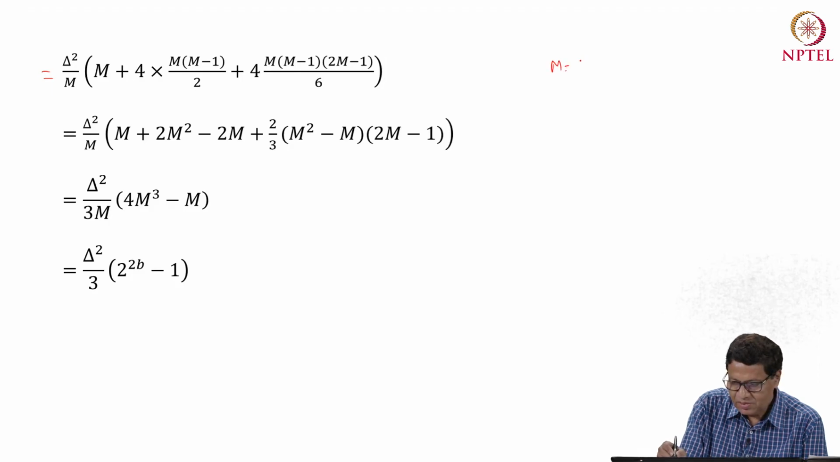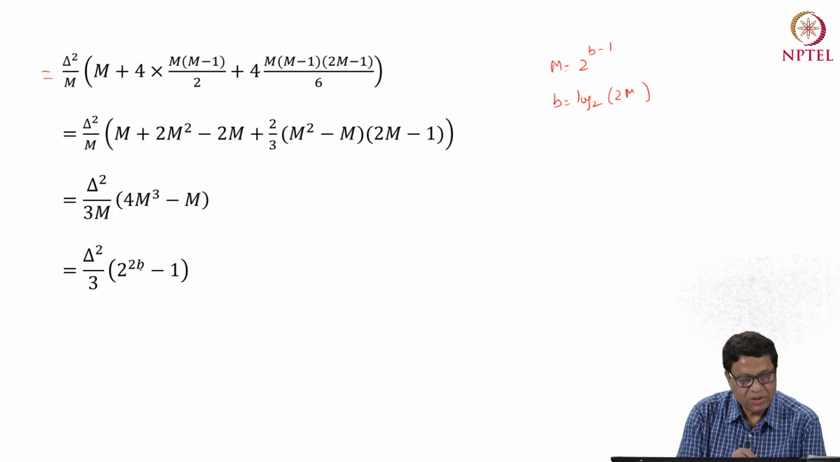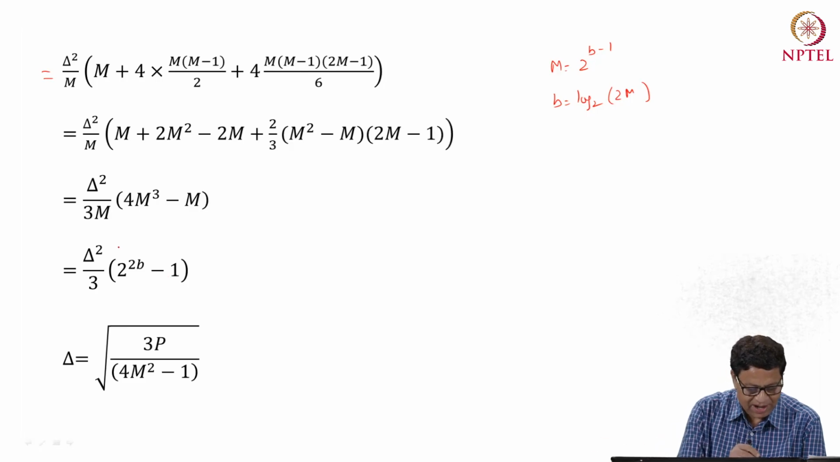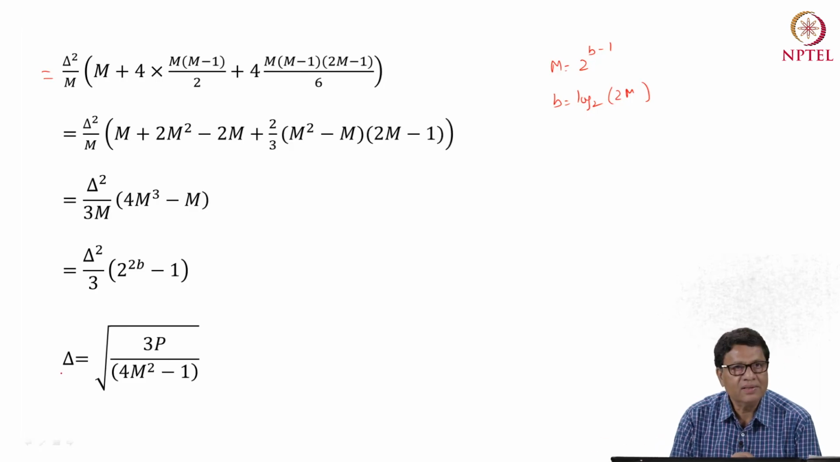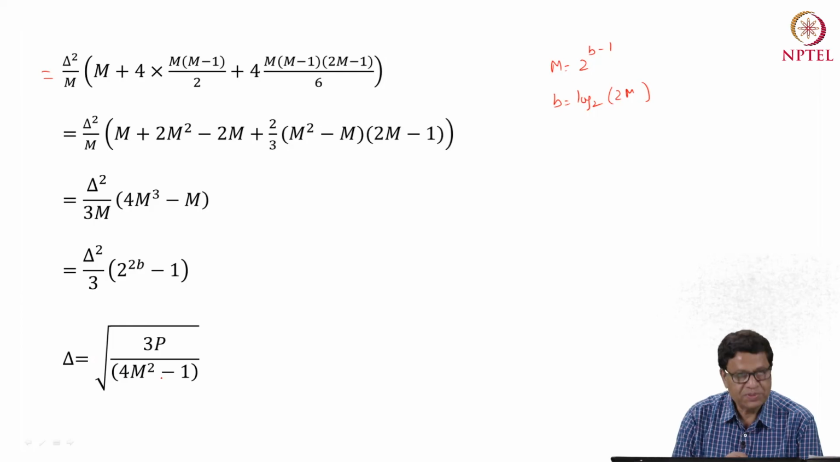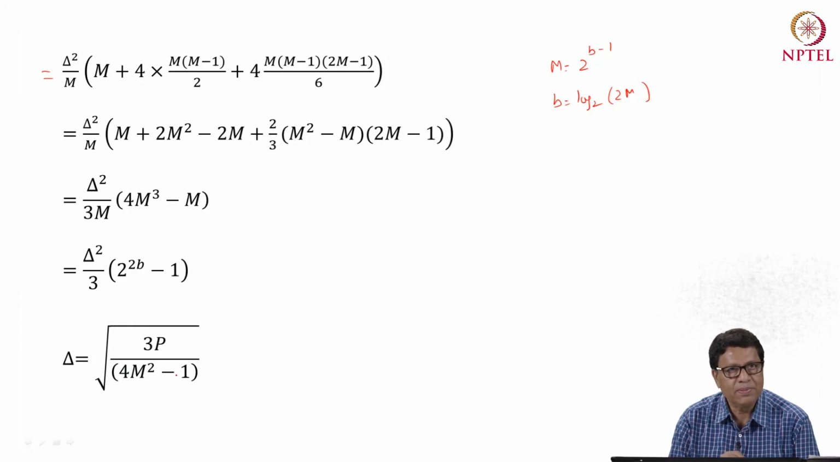As 2^(b minus 1), because b is nothing but log2 of 2M. So putting this value of M here, we get 2 raised to the power (2b minus 1). So this is in terms of the number of bits. And from here I can calculate the delta, which actually decides what my power is. So delta will be root of 3P over (4M squared minus 1) for an M-ary PAM system.